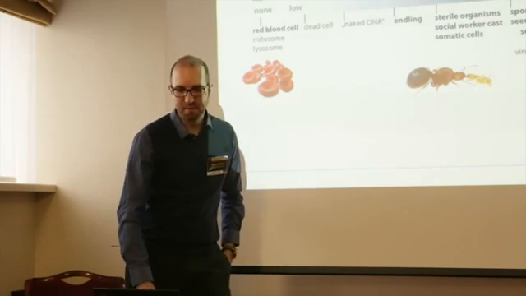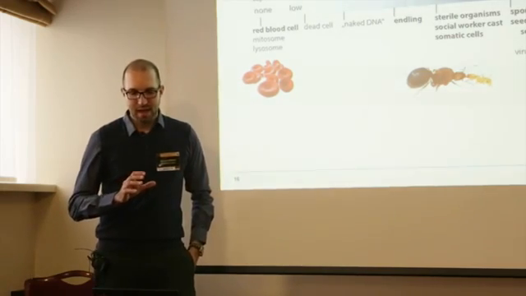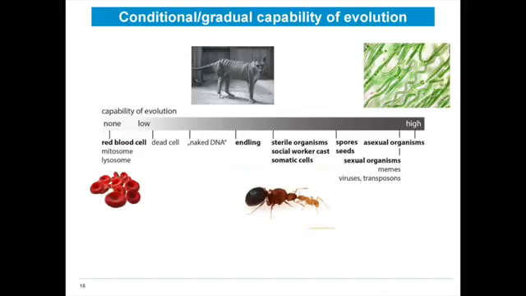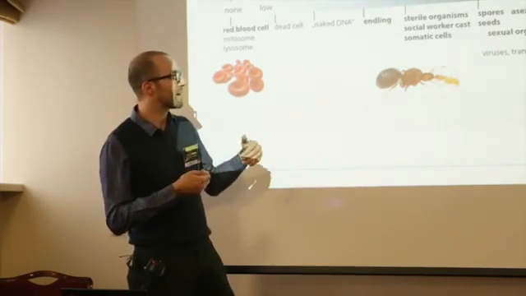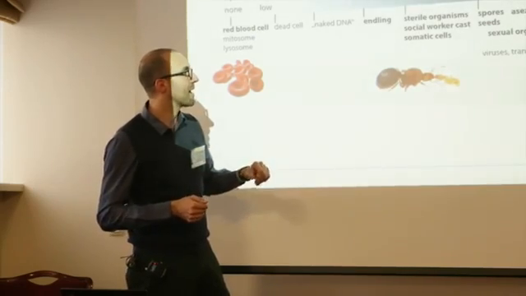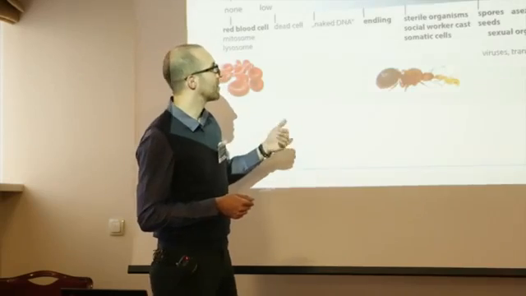But if we look closer, we'll see that there is a highly gradual and conditional capability to evolve. A red blood cell doesn't have any genes anymore, so there's no capability to evolve. An asexual organism has a full capability, so it just needs to divide. But we have everything in between: sexual organisms depend on a second partner, so it's more conditional than an asexual organism. A spore or a seed will first find the right conditions to germinate, and then it might reproduce via sexual reproduction, so it has more conditions on its capability to evolve.